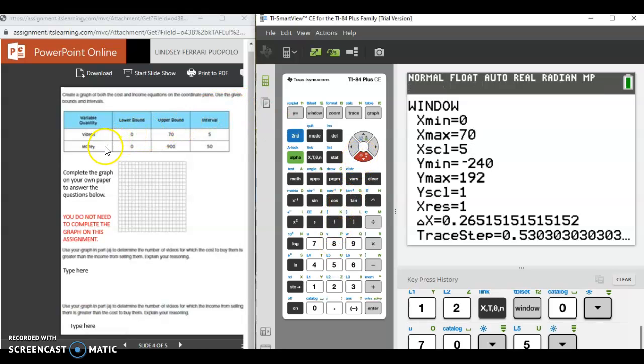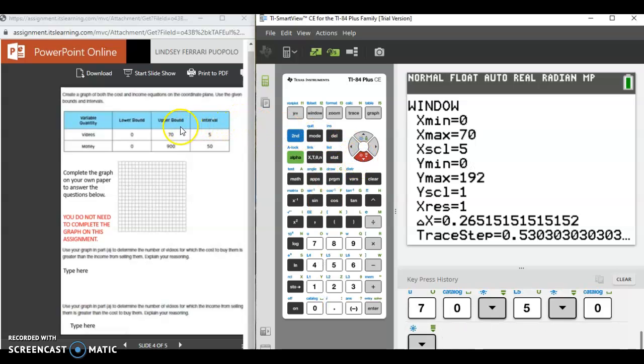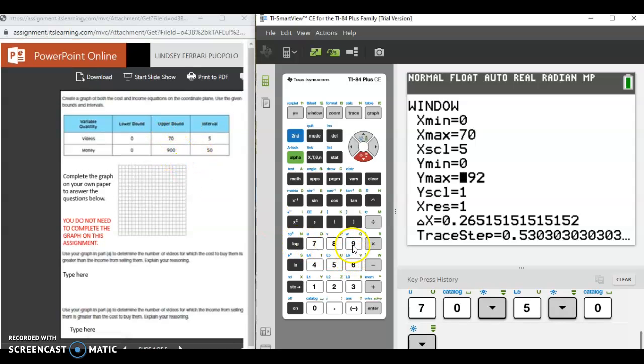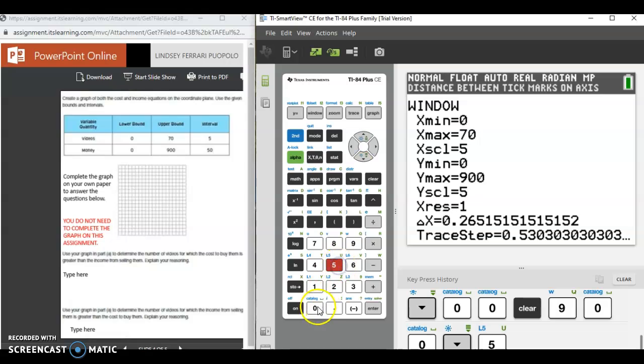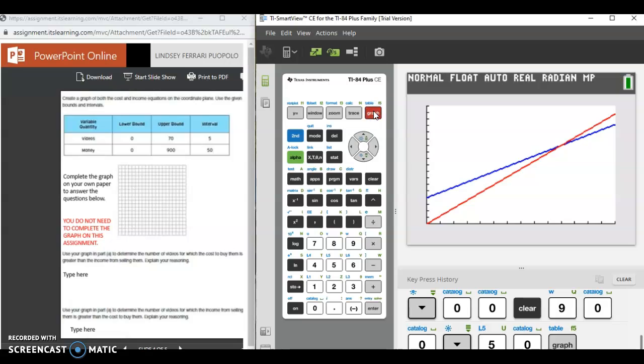When I go over here to the money, that is my y-axis. My y value, minimum or lower bound, would be 0. My y maximum or my upper bound would be 900, which makes sense because we're talking about money. Oops, let me clear that out. And then they would like us to count by 50 on the intervals for that scale. So we're going to press 50. Now that we've typed in our window, we're just going to press graph, and we should see the first quadrant with our lines intersecting.